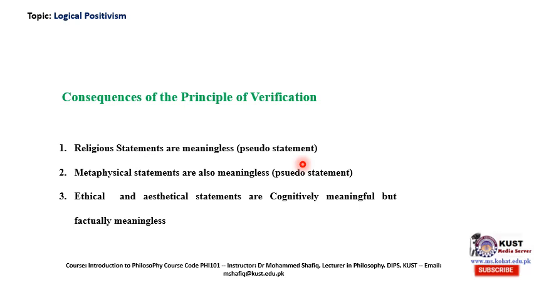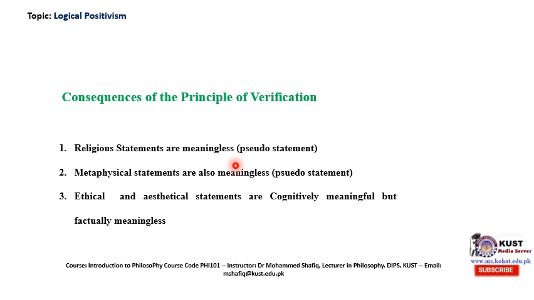For example, if I say God exists, we cannot verify God by experiences, though we may have a proof according to the coherence theory of truth, but it cannot be verified by experience. As we Muslims believe that there are two angels sitting on our shoulders, those two angels cannot be verified by experiences. So according to the principle of verificationism, religious statements are pseudo statements. They don't have any factual meaning.